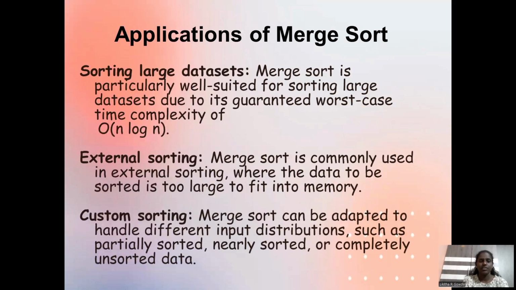Applications of merge sort. Sorting large data sets. Merge sort is particularly well suited for sorting large data sets due to its guaranteed worst case time complexity of n log n. External sorting. Merge sort is commonly used in external sorting where the data to be sorted is too large to fit into the memory. Custom sorting. Merge sort can be adapted to handle different input distributions such as partially sorted, nearly sorted, or completely unsorted data.